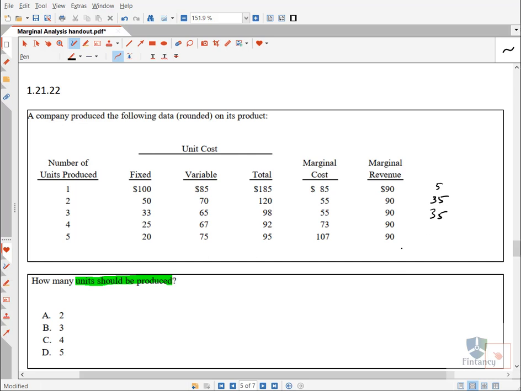And then how much am I getting? 90 minus 73, 17, right? And then there is a loss, 90 minus 107, there is a loss of 17. I hope you got the point.